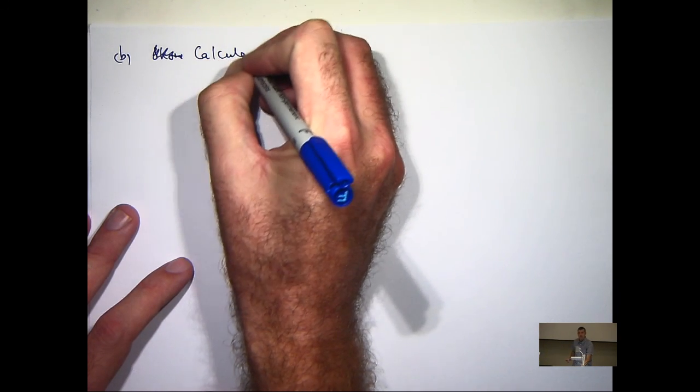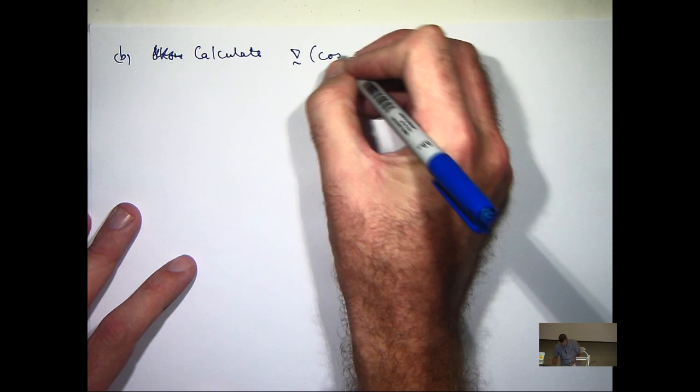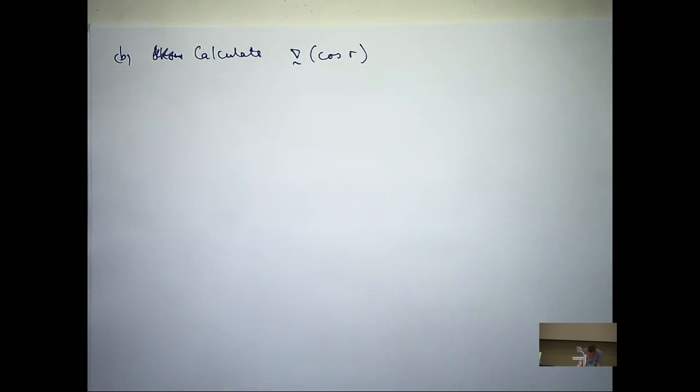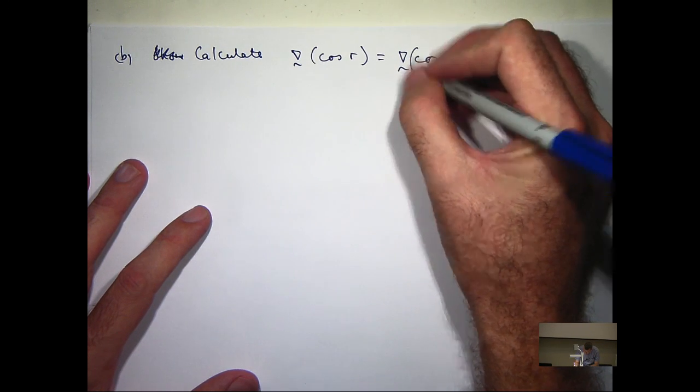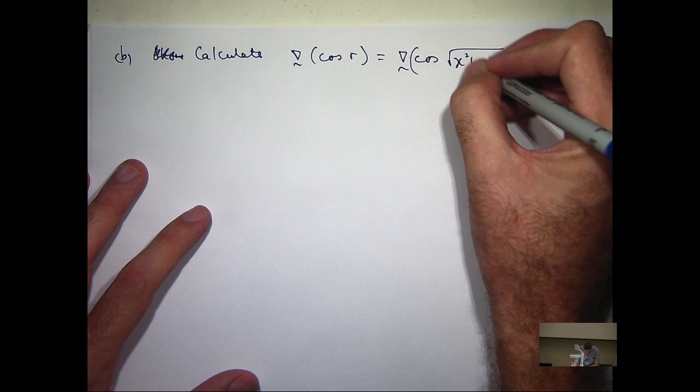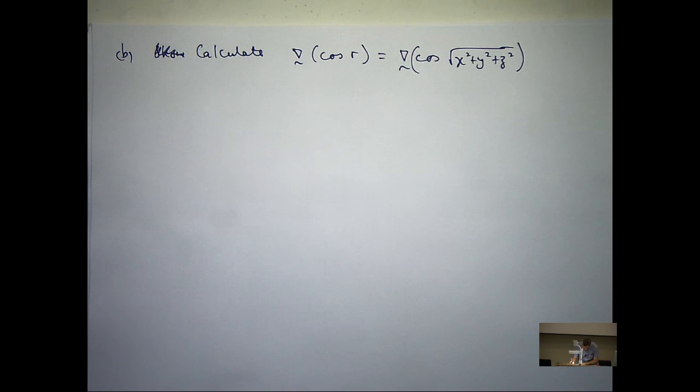So calculate the gradient of cos r. Okay, so if I write that out in this kind of notation, you can hopefully see that I've got a function of a function here. I've got the cosine function, but I've also got the function root x squared plus y squared plus z squared.